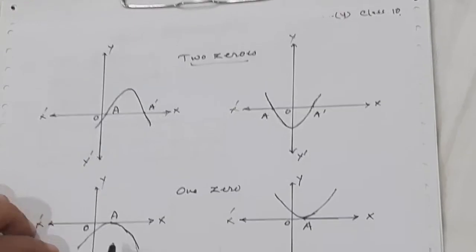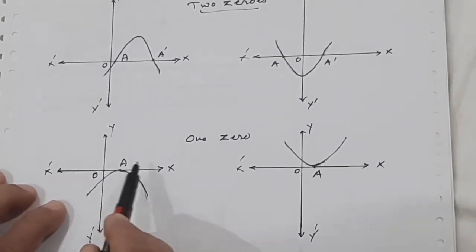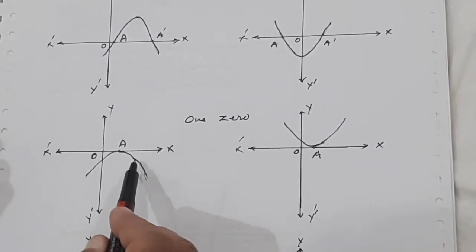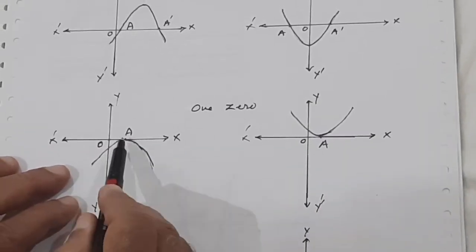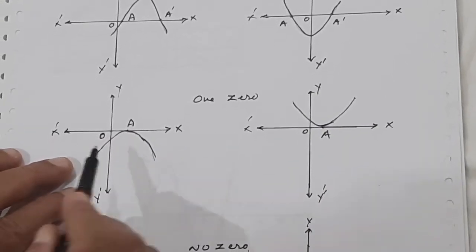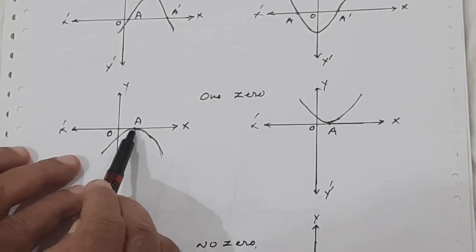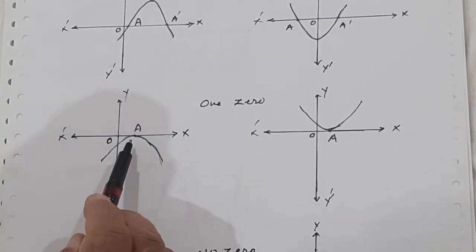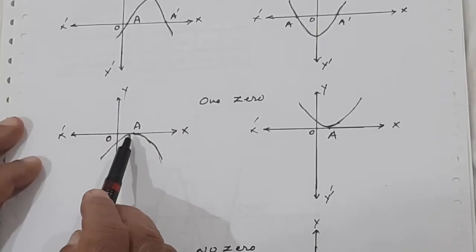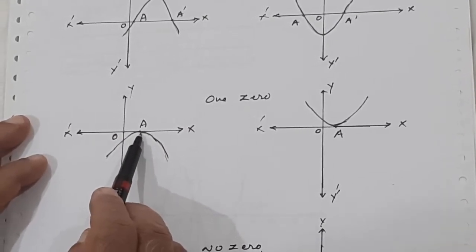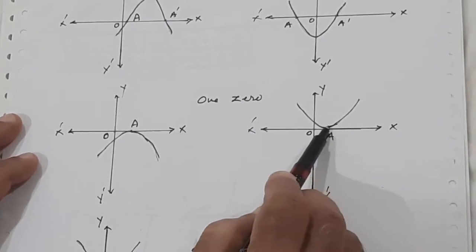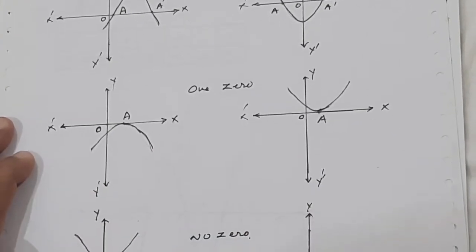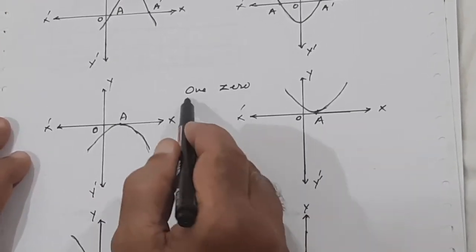There can be 1 zero. Remember, there can be a quadratic polynomial which has 1 zero, which I will show you afterward. And so here the geometric representation will be like this. It will touch the x-axis at only one point. This is a tangent. The x-axis is a tangent here. So again, 1 point, A. So this is 1 zero.